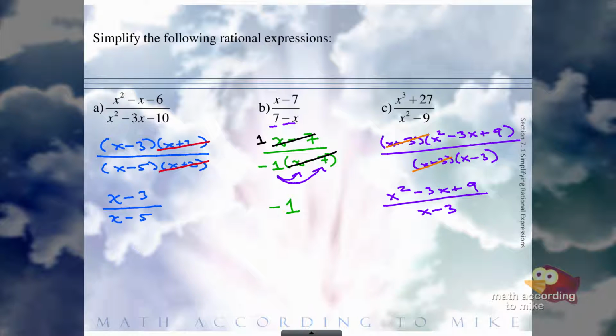Do not cancel any further. For instance, you can't cancel this 9 and this 3. Because why? Because the numerator and denominator have sums and differences. You can only cancel if it's a product. So 2 steps: factor, cancel.